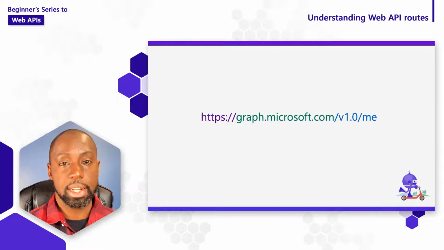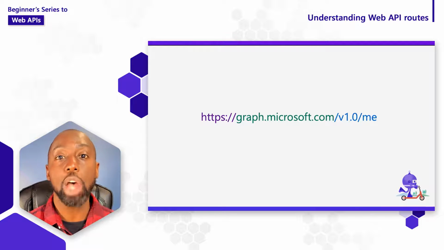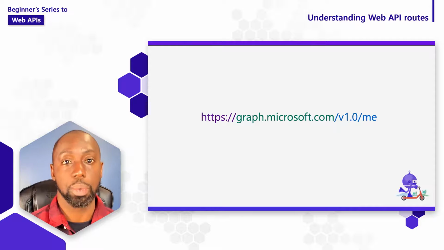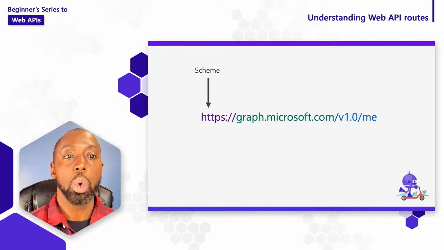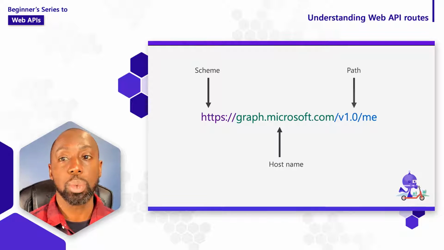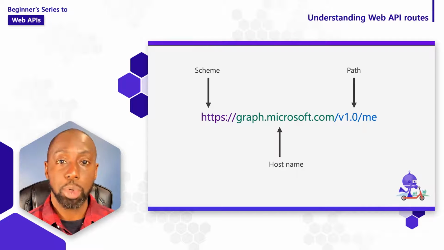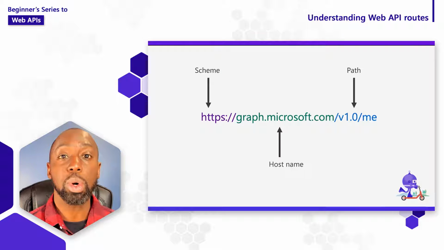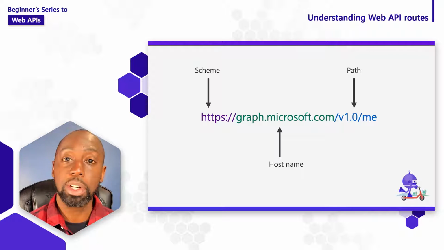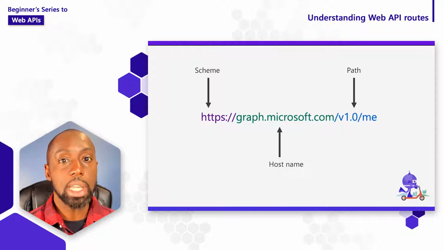So why don't we take a look at an example of a URL. This one is coming from Microsoft Graph, and this is an API that allows us to get information from our M365 account. Now, if we break up this URL, we can see that it's made up of a scheme, which lets us know, for instance, what protocol we're using. There's also a host name that lets us know, well, what domain does this API live under? And lastly, we have the path. The path tells us, how do I get to that resource that I want to work with? So if we read it out, I'm saying I want to issue an HTTP request to Microsoft Graph to get information about my account.